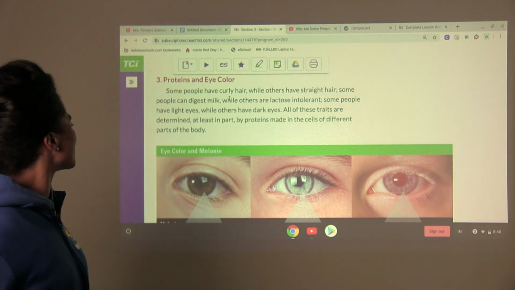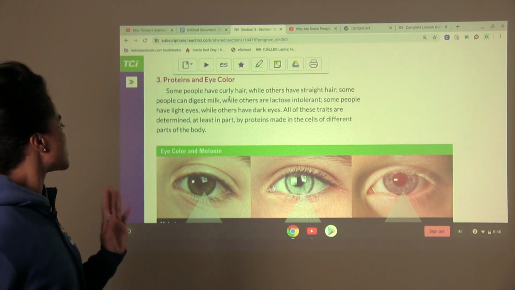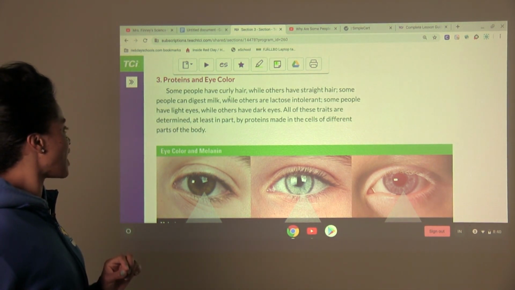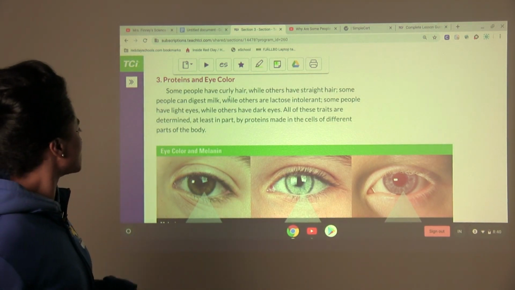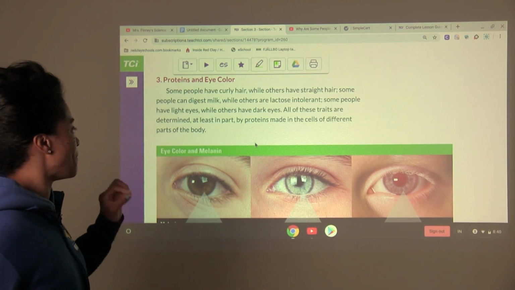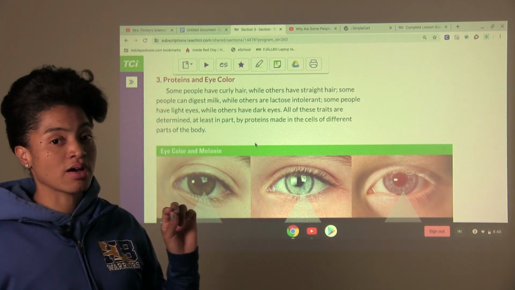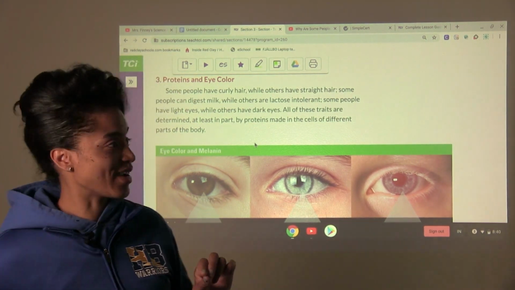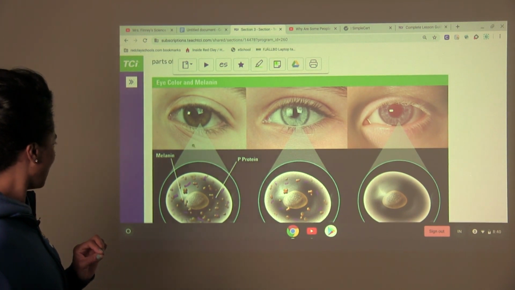All right, some people can digest milk while others are lactose intolerant. Some people have light eyes while others have dark eyes. All of these traits are determined at least in part by proteins made in the cells of different parts of the body. All right, so let's take a look at this image right here.